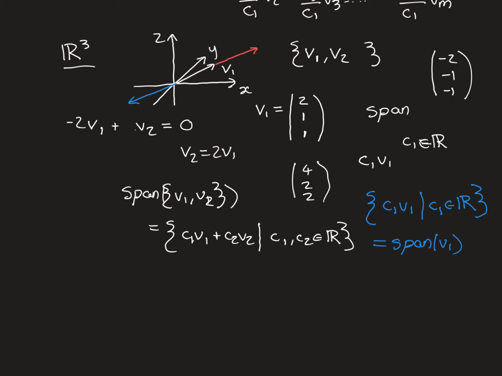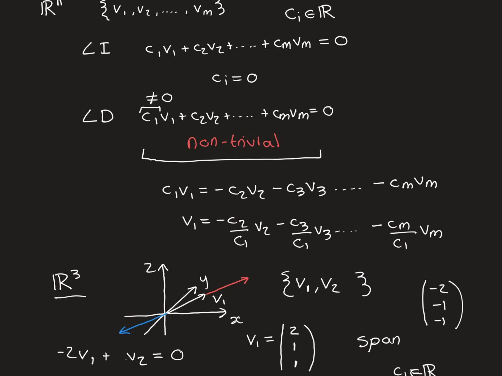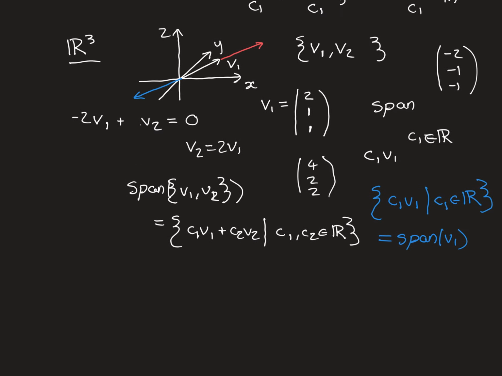So I hope it's now making sense how these two definitions of linear dependence are equivalent to one another: this one, in terms of finding a non-trivial linear combination of the set of vectors that gives the 0 vector, and this one, i.e. you can write one of the vectors as a linear combination of the others, and what that geometrically means.